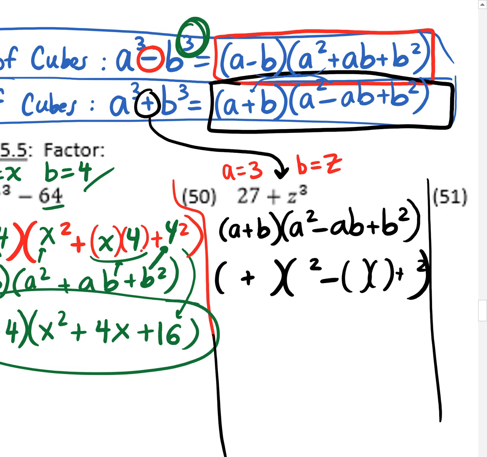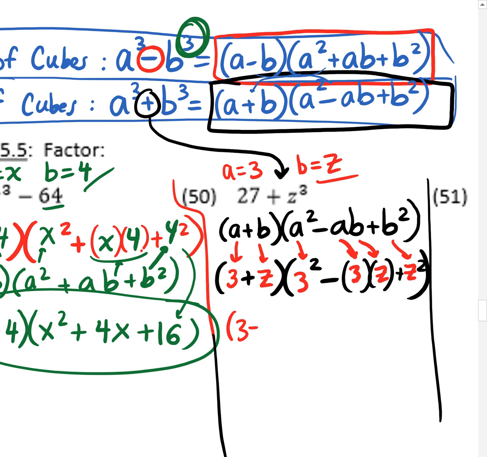But now I'll replace all the a's with 3. Here's an a, I'll put a 3 there. Here was an a, here was an a. And all the b's with z. So here was a b, that's going to be a z. Here was a b, that's going to be a z. And here was a b, that's going to be a z. And as long as you fill everything in, it should be good.